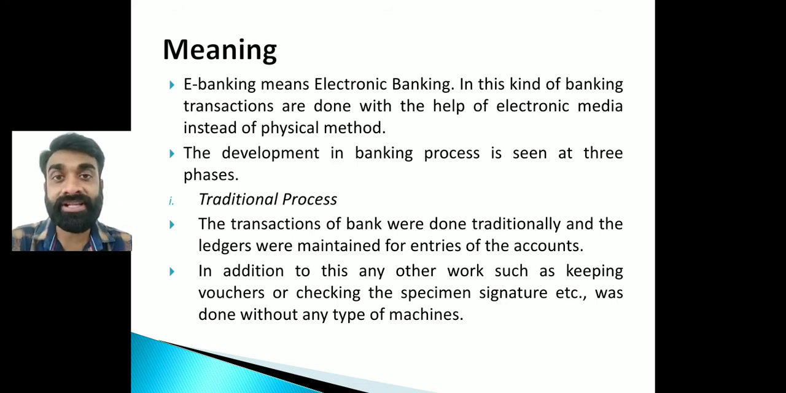First, it was a traditional process. When the banking system was introduced, each and every record was maintained physically, in ledgers. Right now, in your accountancy subject, there is the double entry book-keeping system, and journal entries. That was the traditional process. Apart from that, there were vouchers and specimen signatures, like if I want to withdraw money or make a payment, the signatures are matched with those given at the time of account opening.